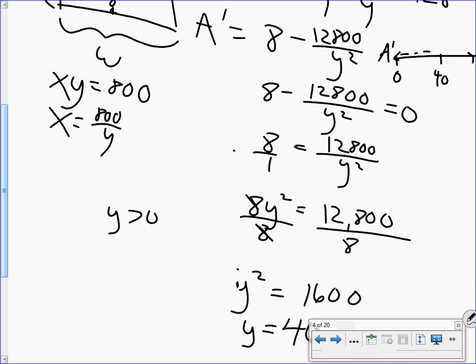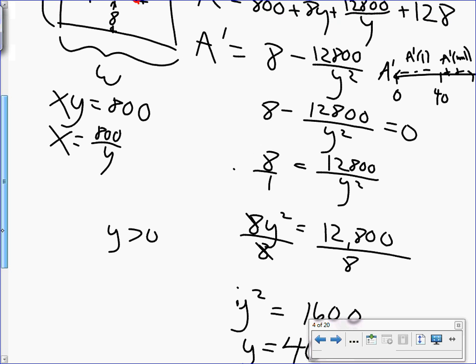Give me a number greater than 40. 1 million. If y is 1 million, so we did A prime of 1. Here we'll do A prime of, I'm just going to write mil because I can't fit. Okay. If you plug in 1 million into your first derivative, is it positive or negative? Positive, right? So do we have a minimum area? It goes from negative to positive. Okay, so we know that to get a minimum area, we want y to equal 40.